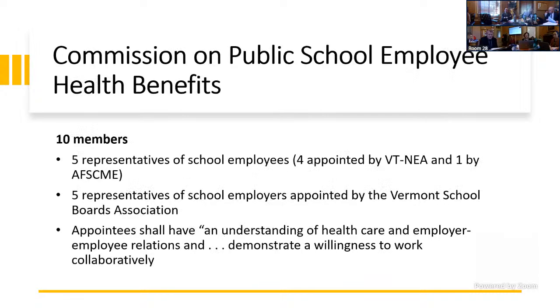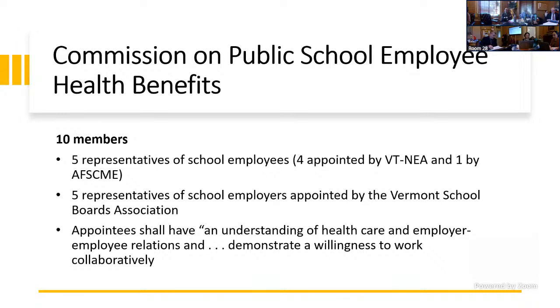So the commission is made up of 5 representatives of school employees. So there are 5 school employee commissioners. 4 of them are appointed by Vermont NEA and 1 by AFSCME. And that's because the way the statute is written, 4 are appointed by the union that represents the majority of staff, and then 1 is appointed by the second largest union. And that's how it's worked out right now. So 4 are from Vermont NEA and 1 is from AFSCME.